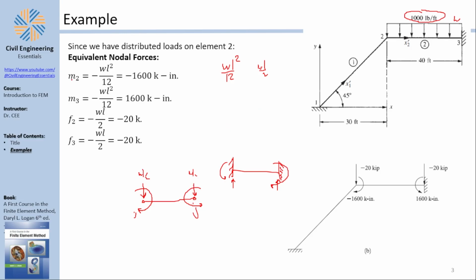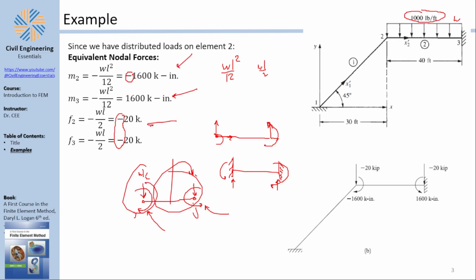All right, so of course we're going to use WL squared over 12, but notice the sign here and the sign here. As you can see, you have a negative here. The reason why you have negative is because, once again, I want to remind you, the finite element method sign convention is up for y, right for x, and counterclockwise for moments. Your moment here goes clockwise, so its value is negative. Your moment here goes counterclockwise, so its value is positive. Your two forces going down, so your value is negative. Those are the equivalent forces at those nodes based on the distributed force.